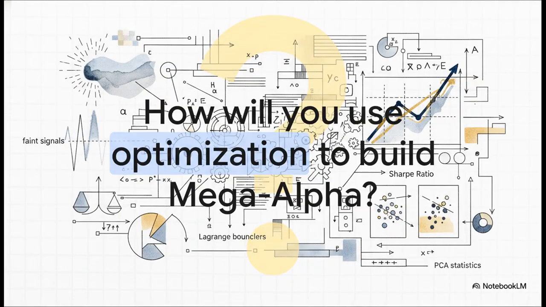We've covered an incredible amount of ground today, transitioning from basic heuristics to the absolute pinnacle of portfolio construction mathematics. We've seen how Sharpe maximization, Lagrange multipliers, and PCA statistics all combine to create a true, unstoppable quantitative engine. So, I'll leave you with this question to chew on. How will you apply these rigorous mathematical optimization principles to transform your own faint signals into a tradable mega alpha?